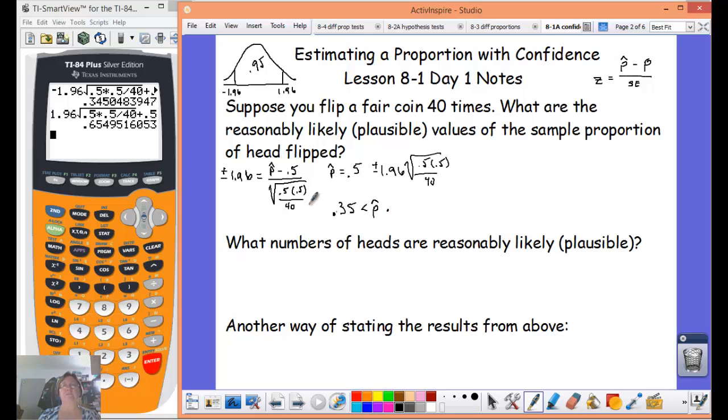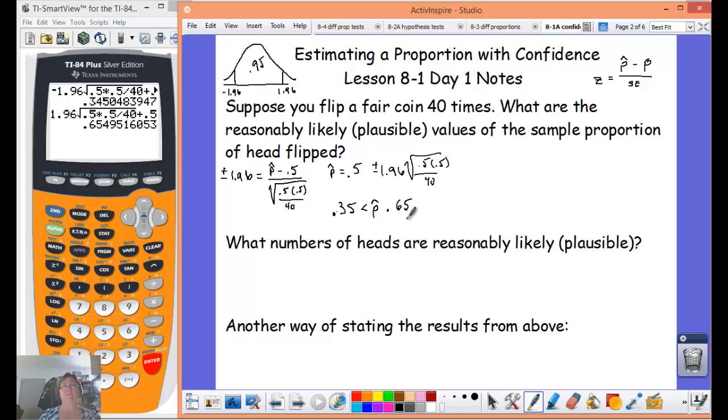Likely proportions go from about 35% to 65% heads. If we're flipping a fair coin and we flip 40 times, then we can be pretty sure, 95% sure, that the likely values for the proportion of heads would be between 35 and 65%.